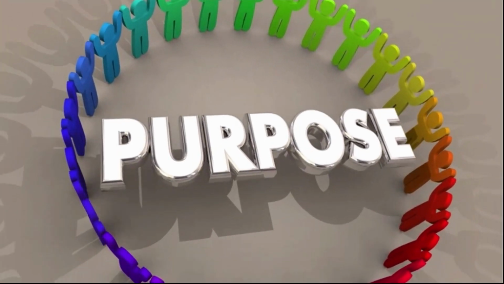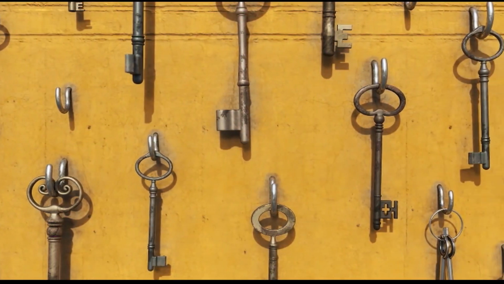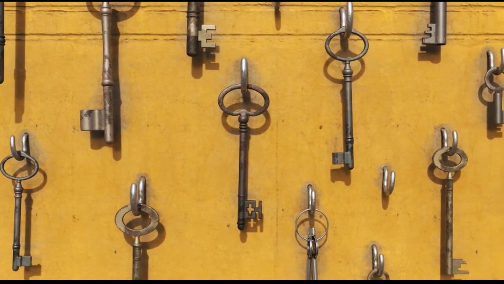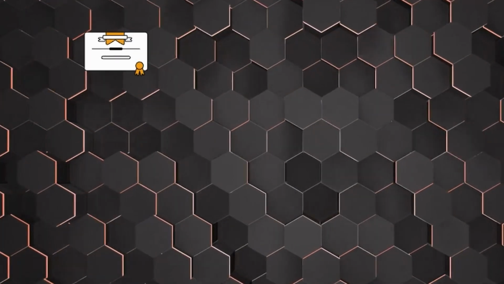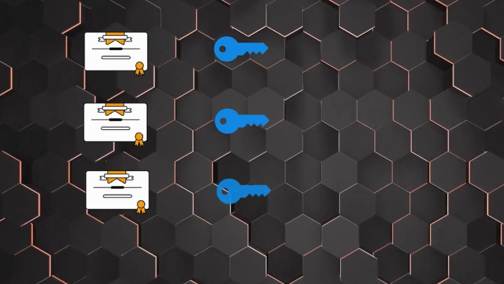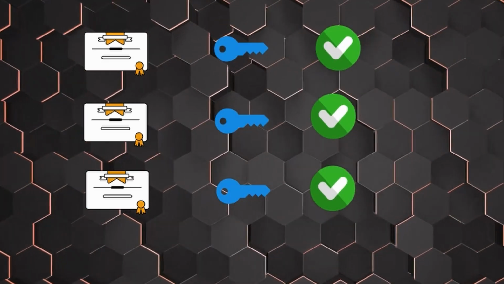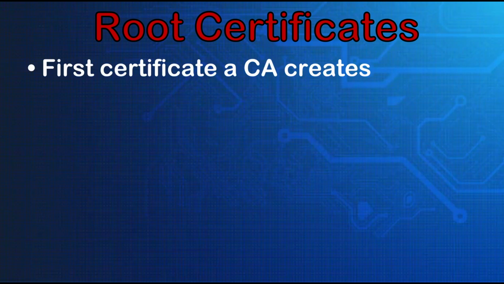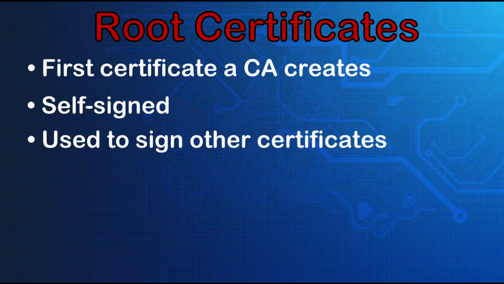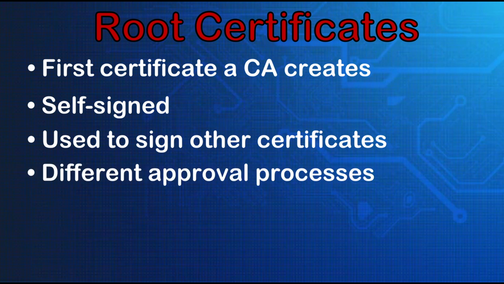Depending on your purpose, there are different types of public key infrastructure certificates, or PKI certificates. These certificates are used to verify an organization's identity and ownership of the public key. A root certificate is the first certificate that a certificate authority, or CA, creates. This certificate is self-signed and is used to sign lower-level certificates, such as intermediate certificates. These certificates go through different processes to be approved, and the process depends on the certificate and organization.